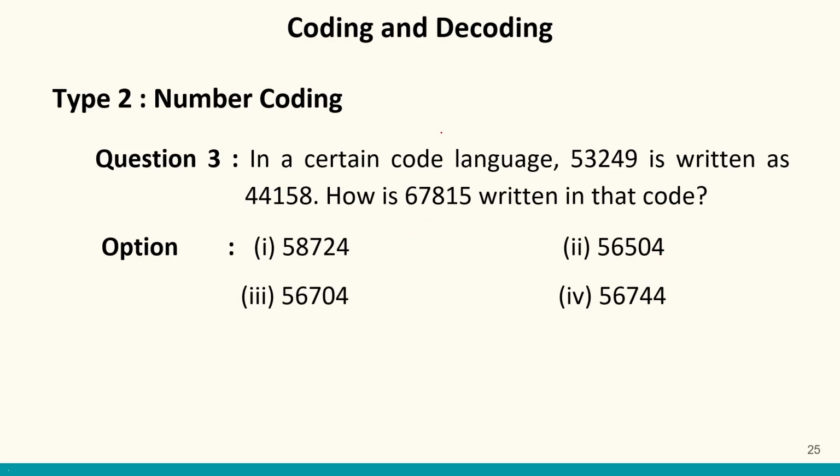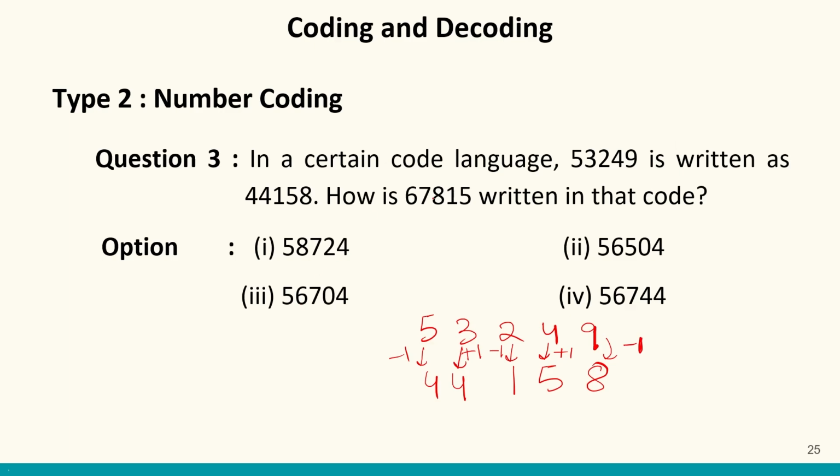Now let us look at this question. So in this question, 53249 is coded as 44158. So let us find out. 53249 is coded as 44158. So here I can see minus 1. Here I can see minus 1. Here I can see minus 1. Here I can see plus 1. This is plus 1. Here I can see minus 1. Here I can see plus 1. And here I can see again minus 1.